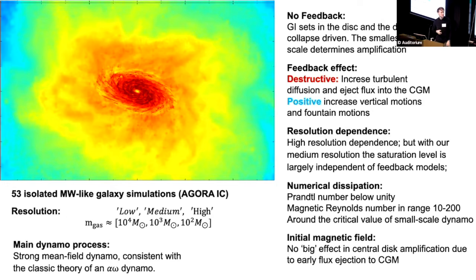We also did some tests with an initial magnetic field, but due to the big starburst initially, you actually remove a lot of the flux, so it doesn't have that big of an effect. And that's my talk. Ask me later. There's a lot here, so this is very short. Thank you.